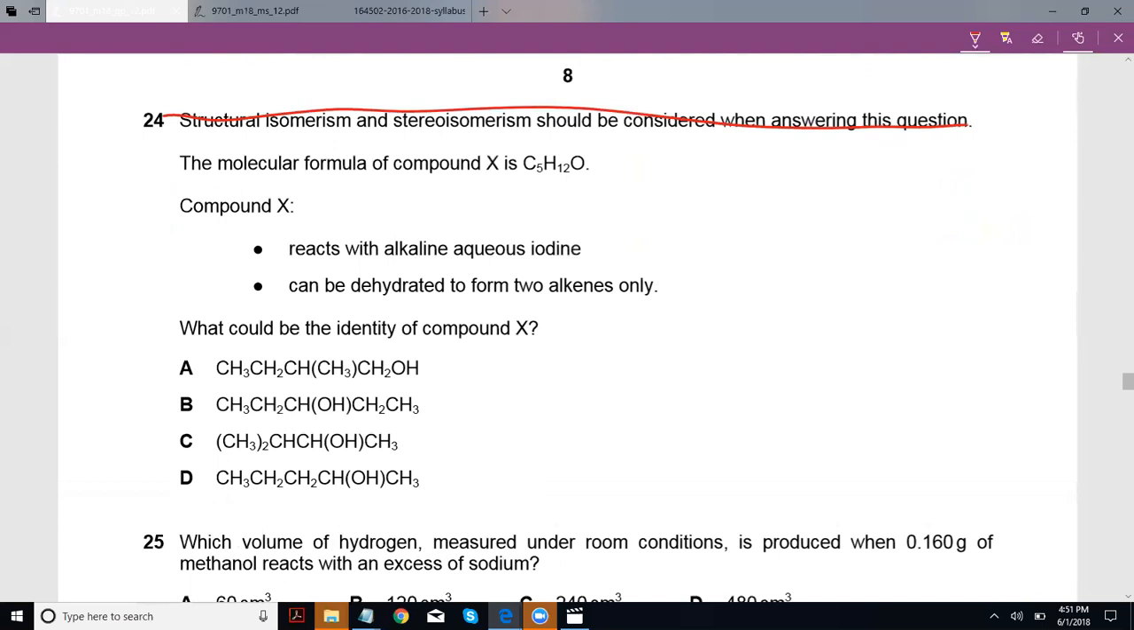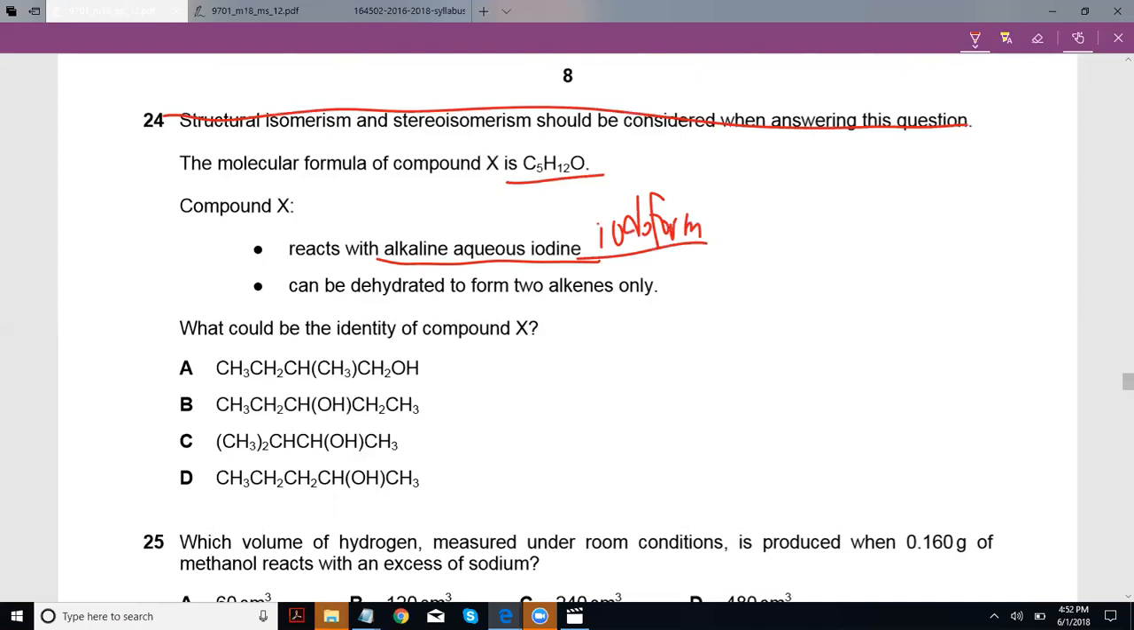Anyhow, the molecular formula of compound X is this much. Compound X reacts with alkaline aqueous iodine. So, is this iodoform? Yeah, aqueous iodine is iodoform. It can react with it. So it's clearly a methyl something. It doesn't necessarily have to be a methyl ketone. It could be methyl whatever.